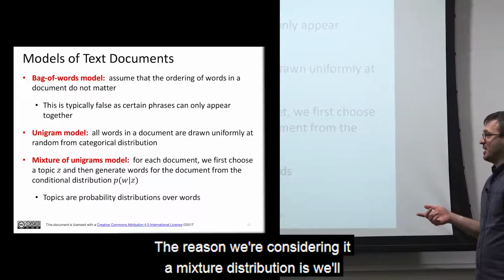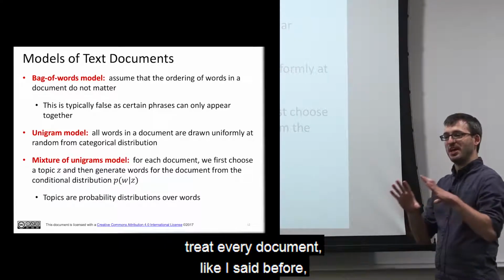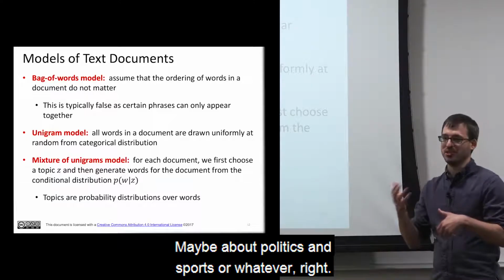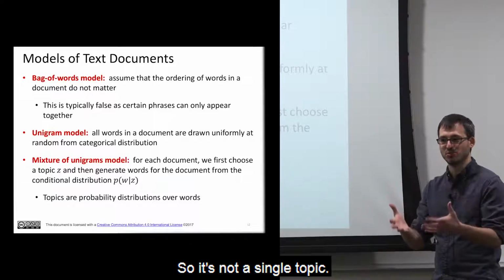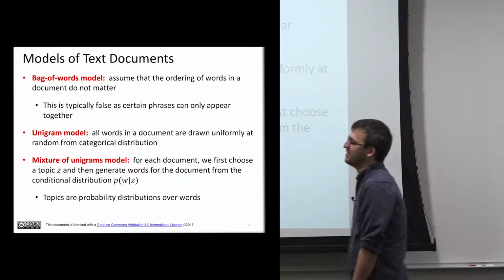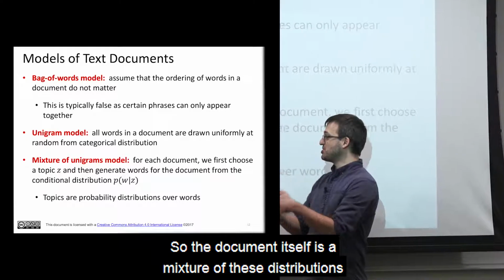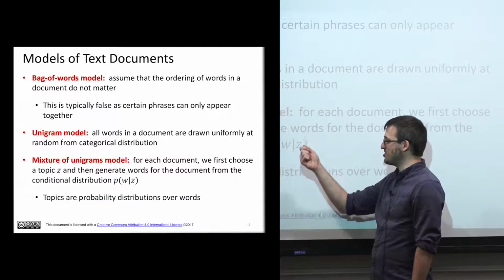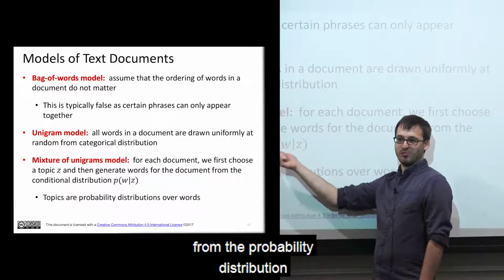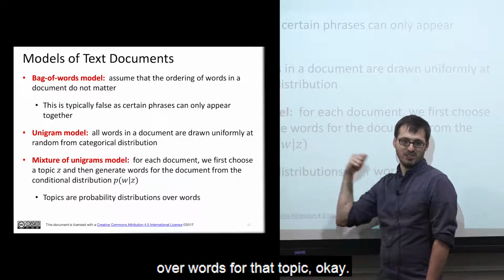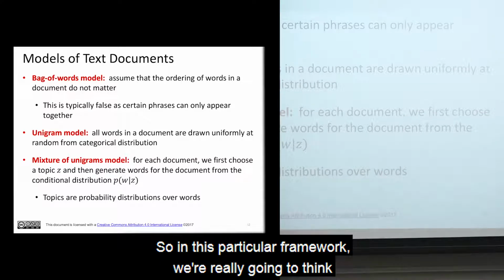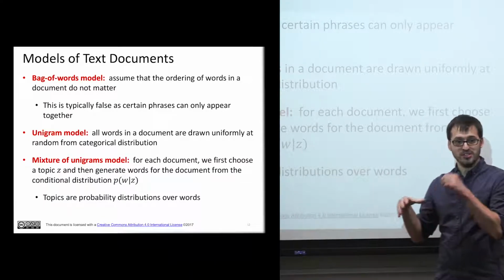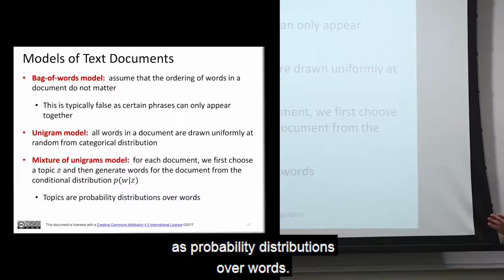The reason we're considering it a mixture distribution is we'll treat every document, like I said before, as a collection of topics, maybe about politics and sports and whatever. So it's not a single topic, it's a collection of topics. The document itself is a mixture of these distributions. For every word, we'll select some topic from that mixture and then generate that word randomly from the probability distribution over words for that topic. So in this particular framework, we're really going to think of topics for documents as probability distributions over words.